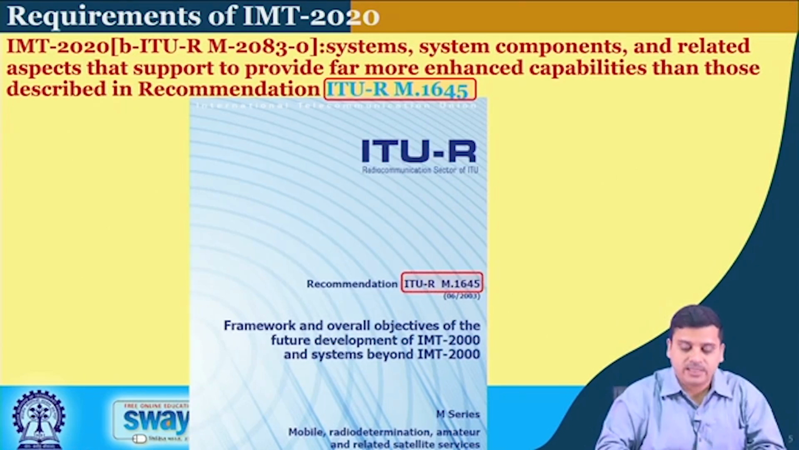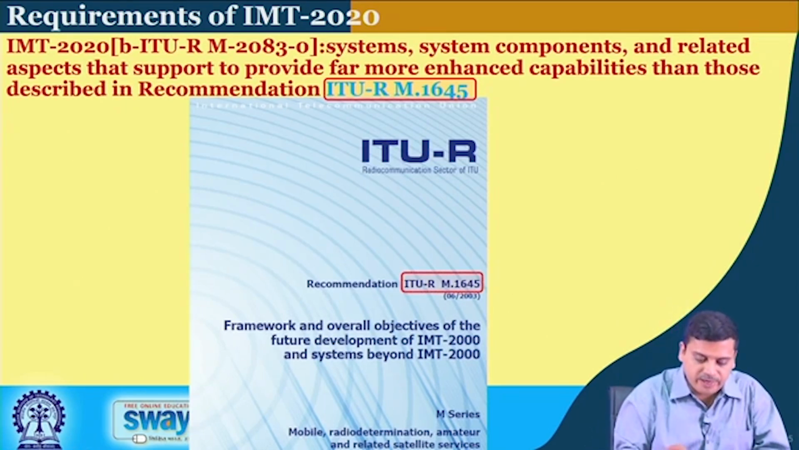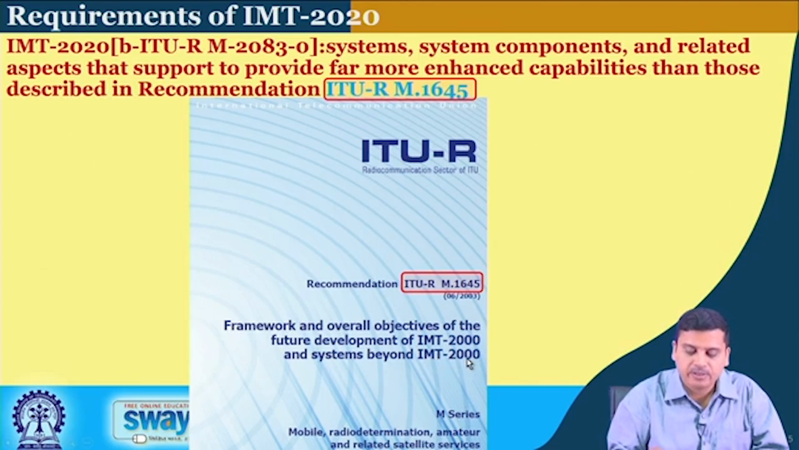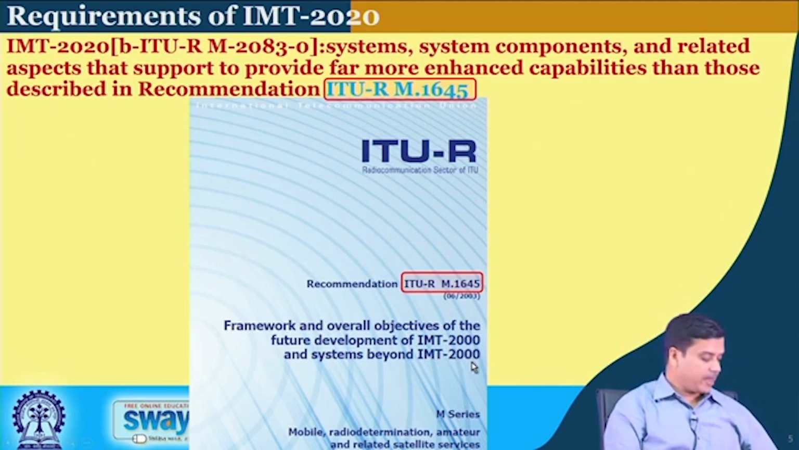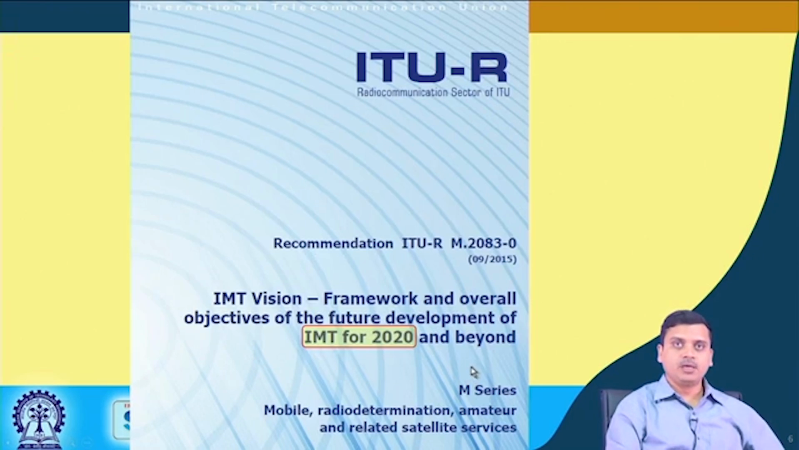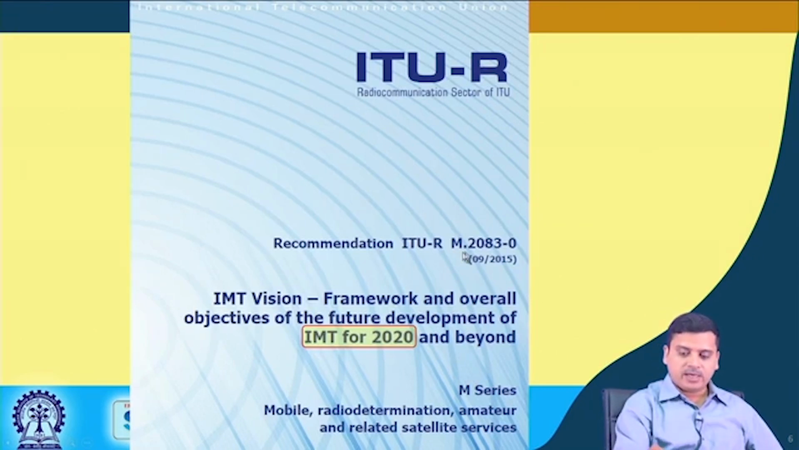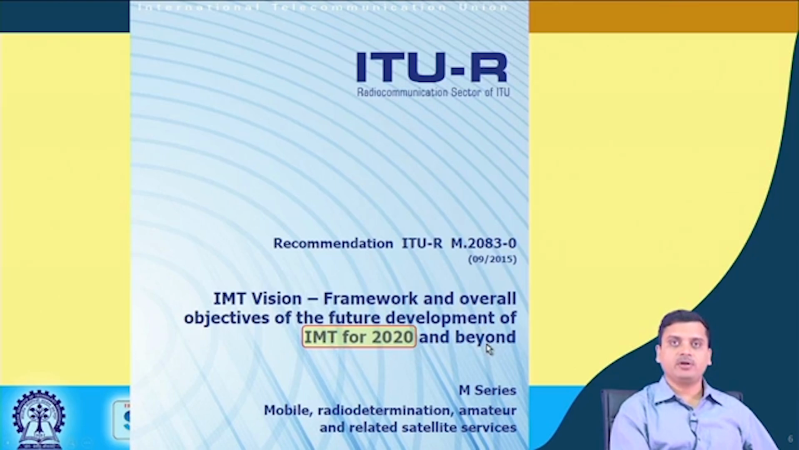Now, what we see is that M.1645 is the framework and overall objectives of the future development of IMT-2000 and systems beyond IMT-2000, right. So, beyond IMT-2000 is basically IMT-Advanced. So, here we have the ITU M.2083, which is the IMT vision, the framework and overall objectives of the future developments of IMT-2020 and beyond systems.